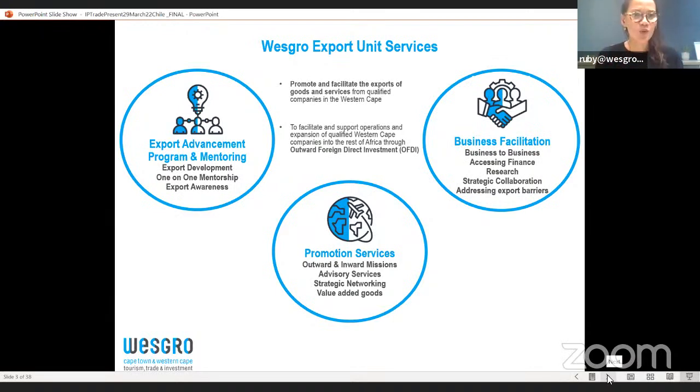Key also would be addressing export barriers, and we try our best to work with national government also in that respect. The very last little circle is promotion services, and outward and inward investments, or missions would really fall in that space. We haven't been able to do too much of that with the COVID pandemic in the last 2 years, but we've been quite nimble with doing virtual engagements and trying to bring those important linkages together, both between exporters and importers in various regions. So a few additional points are the advisory services that we offer, strategic networking again, and then a focus on value-added goods, because our key aim as a provincial agency is to drive growth within the region.